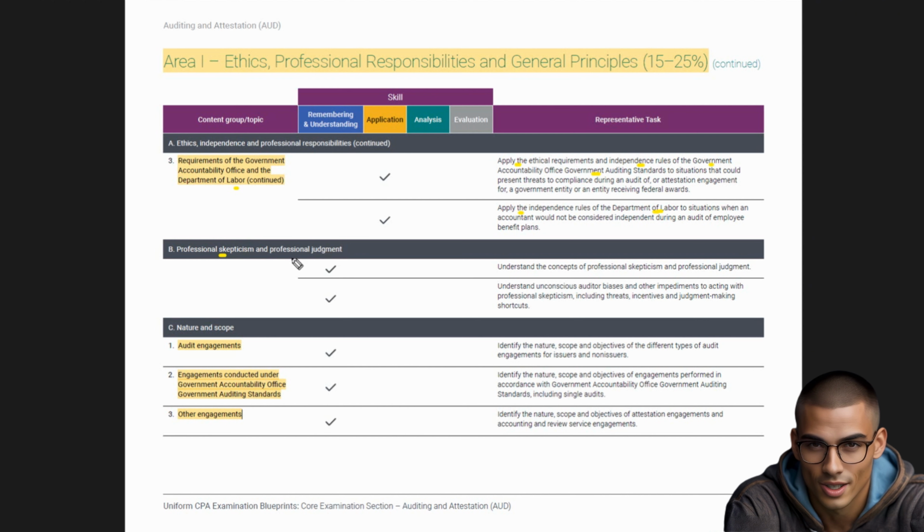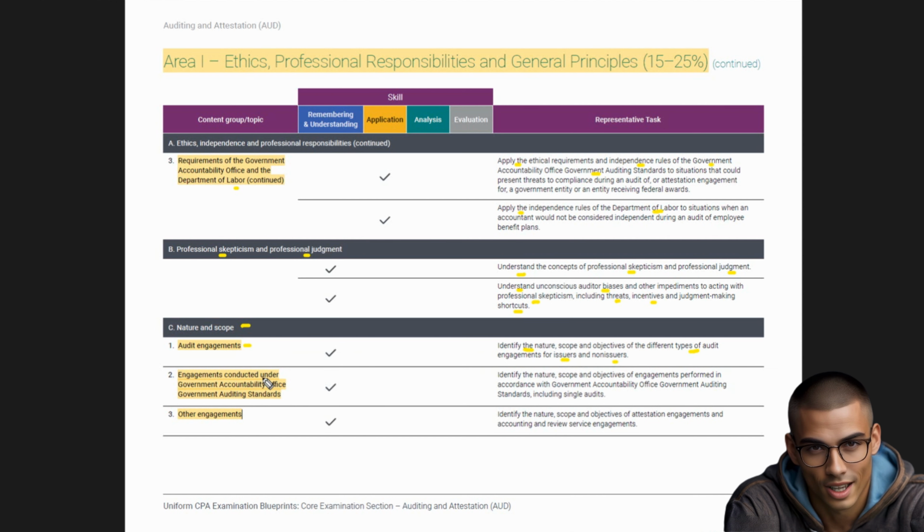Moving on to professional skepticism and professional judgment, you'll need to be able to understand the concepts of professional skepticism and professional judgment and understand auditor biases when acting with professional skepticism, including threats, incentives, and judgment-making shortcuts for the auditor. Next, we have nature and scope, and this is going to be related to audit engagements, where you need to identify the nature, scope, and objectives of the different types of audit engagements for both issuers and non-issuers.